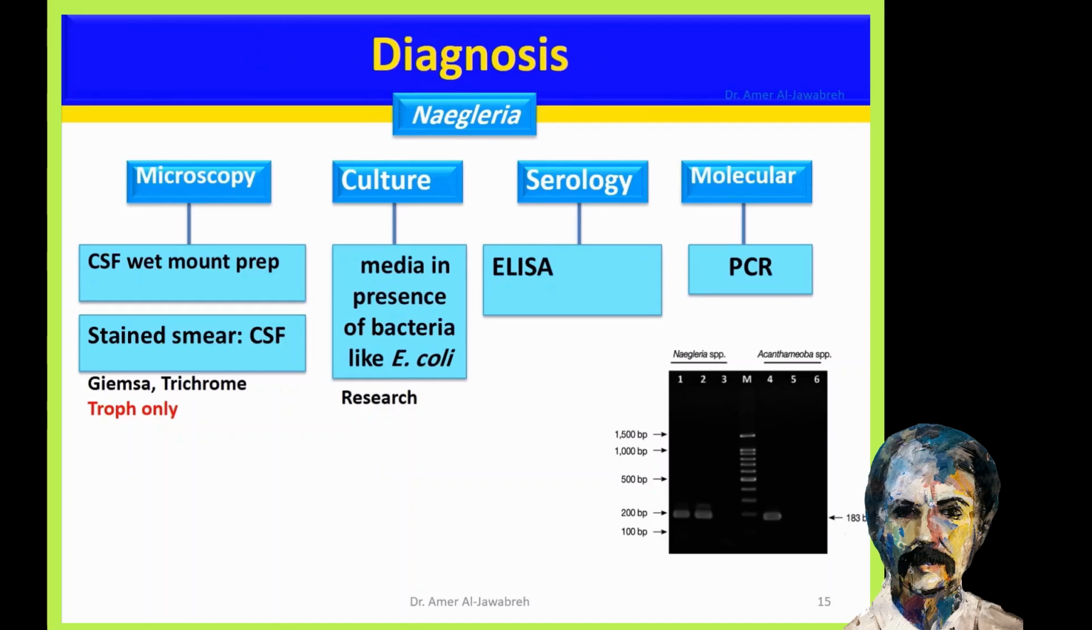Diagnosis. CSF wet mount. They take the CSF from the back of the patient and just wet mount under the microscope, or better, make a stain. Giemsa stain, trichrome stain, and you will see mainly the trophozoite alone. The pear-shaped form can be seen, but not at the frequency of the trophozoite. Do we see cyst here? No, because the cyst does not play any role in the infection. Cyst is in the environment. Culture, media and presence of bacteria like Escherichia coli, this is just for research. Serology, molecular biology, PCR.